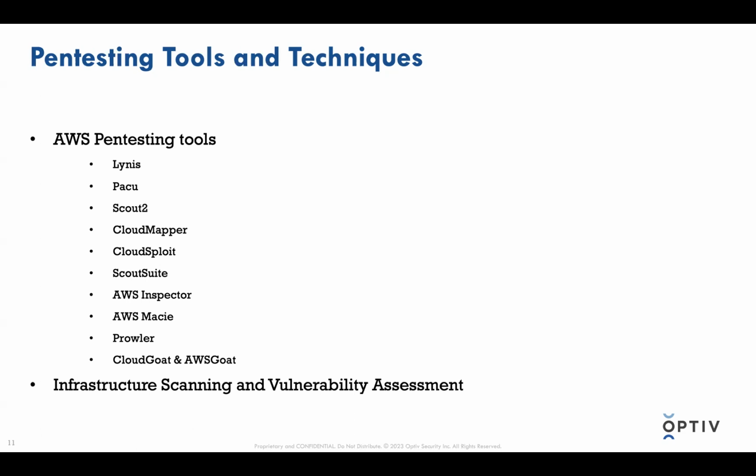AWS Inspector is a service dedicated to identifying vulnerabilities and security issues in AWS environments. It performs automated security assessments by analyzing the network, host, and application layers. AWS Inspector integrates with other AWS services, providing you with a comprehensive security solution.